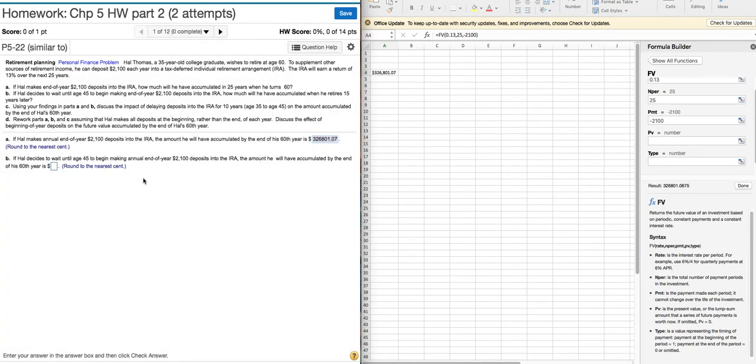Okay, so part B asks if Hal were to wait till age 45. So if he were to wait 10 years to begin making the $2,100 deposits into the IRA, then how much would he have at the end of the 60th year or age 60 year? So with this, all we really need to do is just adjust the number of periods. He'll delay deposits by 10 years, so we'll just reduce the number of periods by 10 down to 15. And everything else would be the same. So in this case, if he waited 10 years to start making the deposits, he would only have accumulated $84,876 and 68 cents.